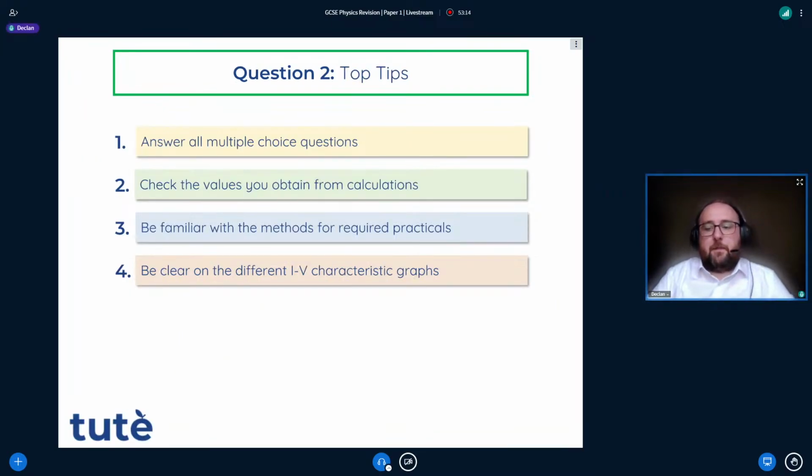So some top tips about that section. Remember to answer all your multiple choice questions. Check the values you obtain from your calculations. Be familiar with the methods for required practicals. Be clear on the different IV characteristic graphs. So make sure you're happy with all of those.